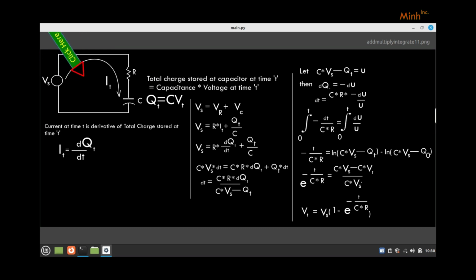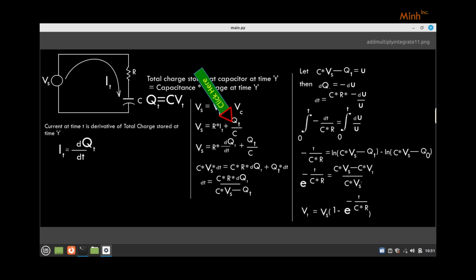Now we have taken an RC circuit where a capacitor is connected to a resistance in series and a voltage source is applied. Now we'll take a formula: the voltage in the loop will be the voltage across R and the voltage across C, that is Vs, R and C. If that is the case, then we'll proceed.